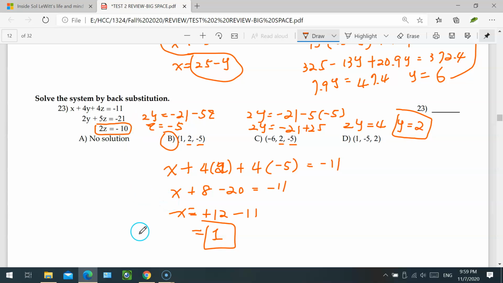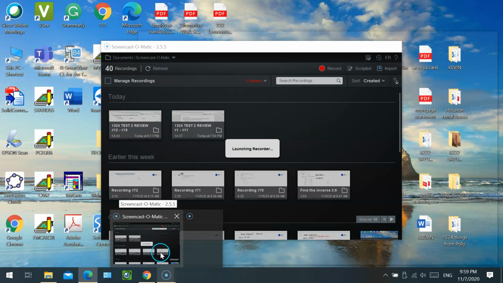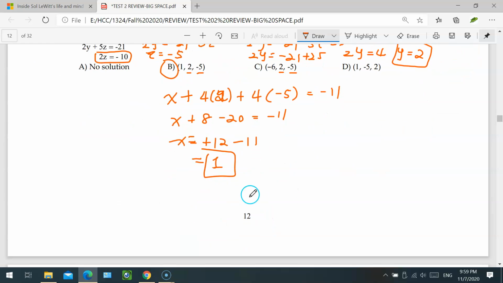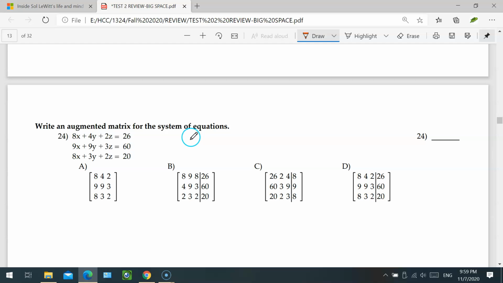This question is okay. We can use basic algebra to solve it. But when we have a question like this, I highly recommend you go with a calculator.